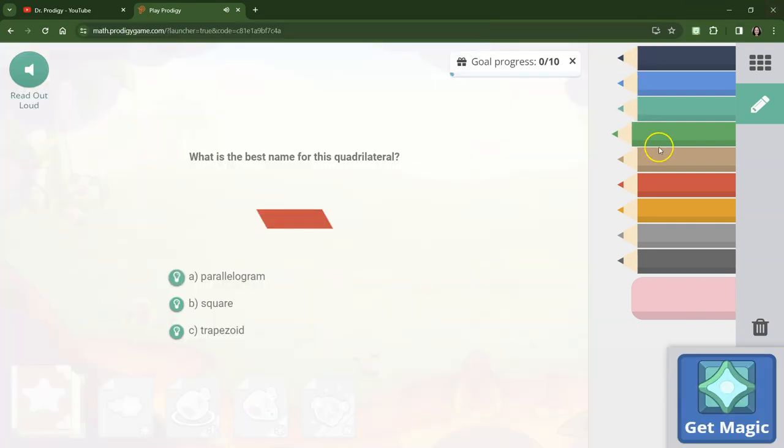What's the best name for this quadrilateral? This quadrilateral has two sides that are parallel. So this is a parallelogram.